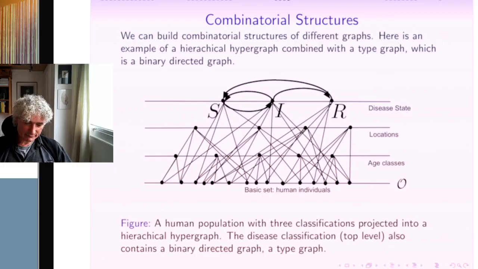Remember, a type graph is using the vertices interpreted as a classification. So here, this is a classification where all individuals of a human population which are susceptible would be grouped together into this capital S type. But now on top of that, you can now think about the type graph.